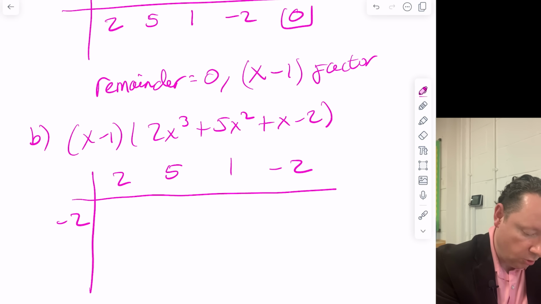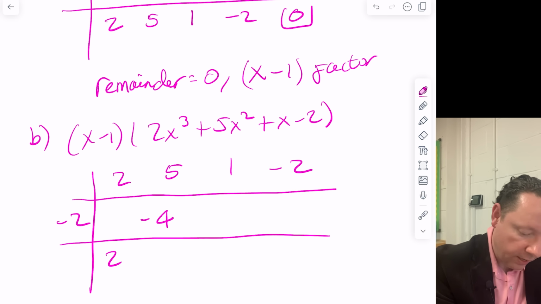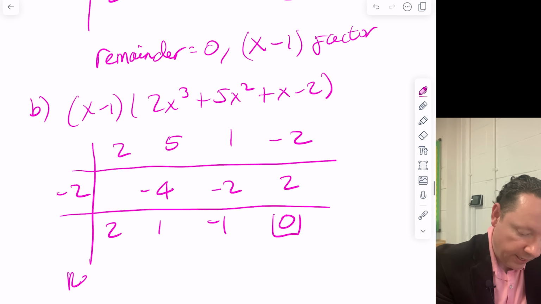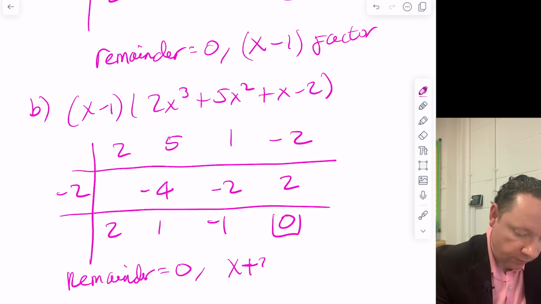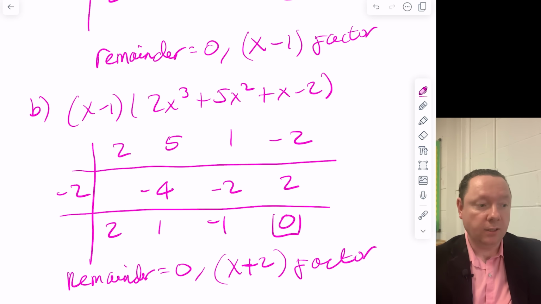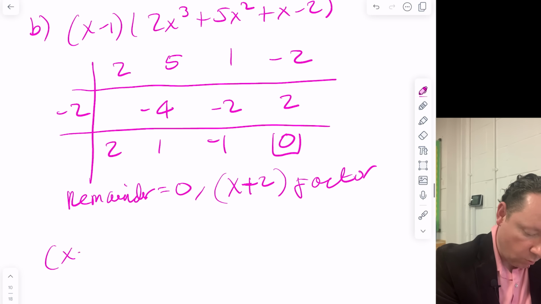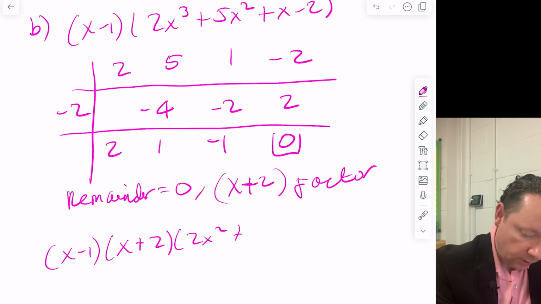If you can't do it, I've got 2, 5, 1 and minus 2. And I know that minus 2 does work. So I get 2, 2 twos is 4, 5 minus 4 is 1, that's minus 2, plus 1 is minus 1, that's 2, that's 0. So again, remainder 0. That means that x plus 2 is a factor, because I put in minus 2. So then we can continue to factorise. x minus 1, x plus 2, and 2x squared plus x minus 1.